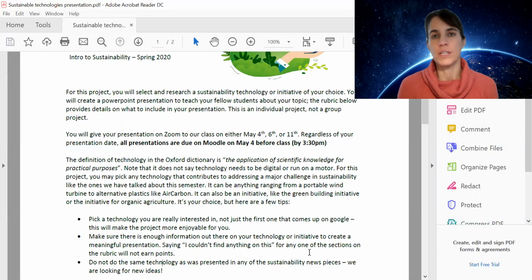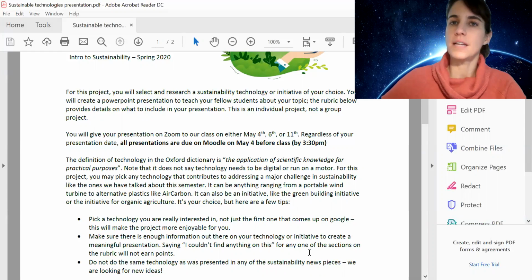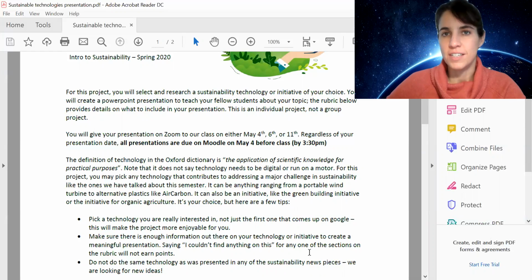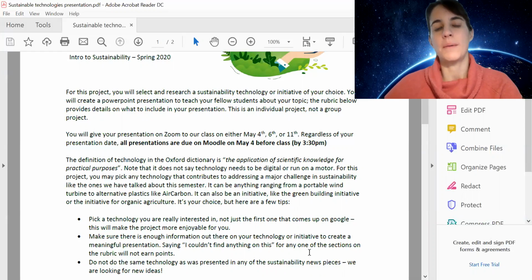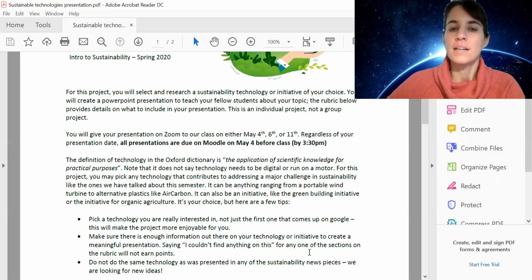Pick something you're really interested in, like spend 20 minutes looking before you pick one. Don't just Google sustainable technologies and pick the first thing, because A, you might find out you're not really that interested in it, and B, you might run into this, which happens with a lot of people. There's not enough information out there on your technology or initiative to create a meaningful presentation.